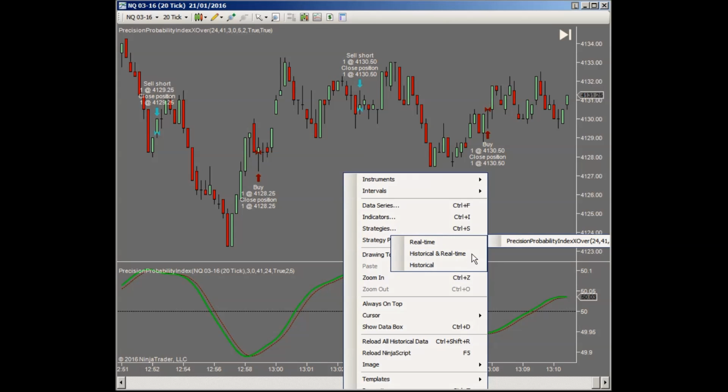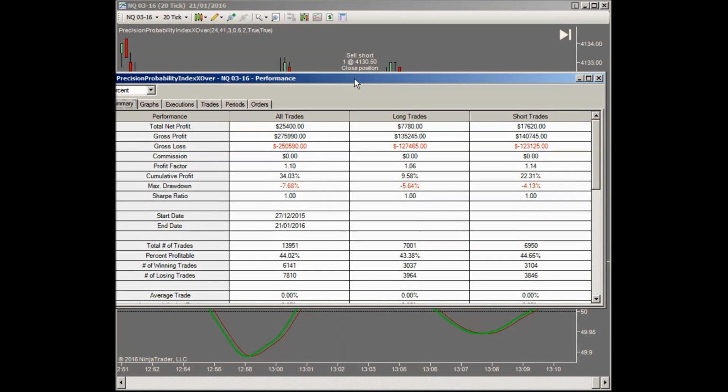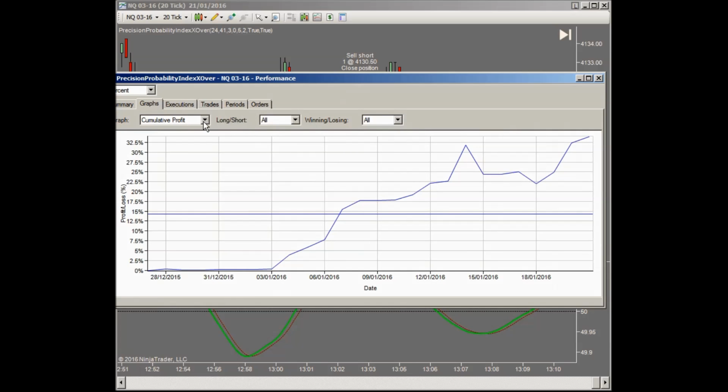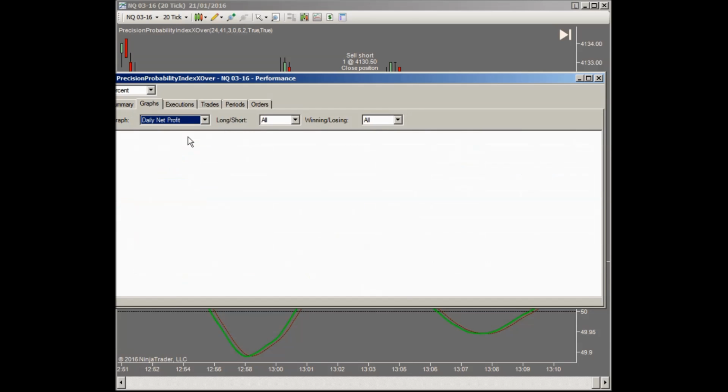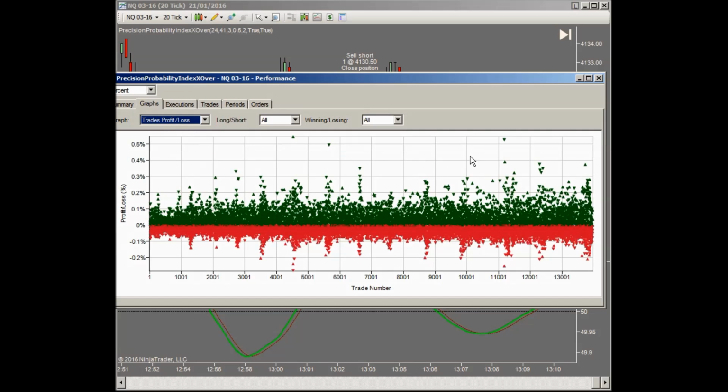So we've changed this, and you can still see that it looks reasonably happy and the trades are pretty good. We've got a similar profit, slightly higher, 25, and the graph is equally happy, and the daily profit is happy. And what was the other thing? Trades profit loss. Okay, right.